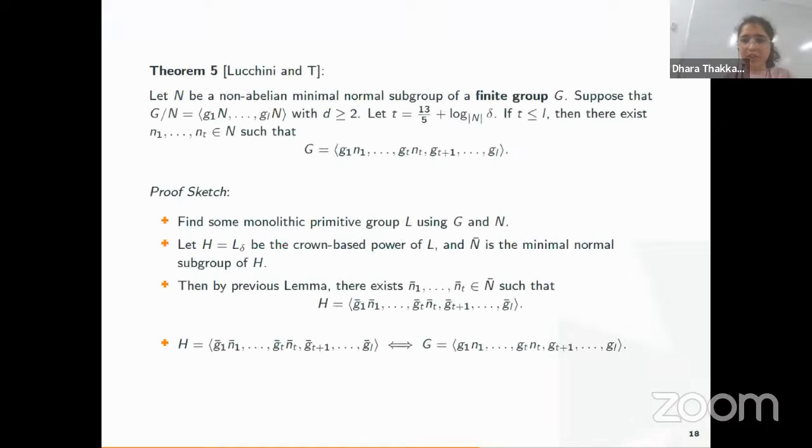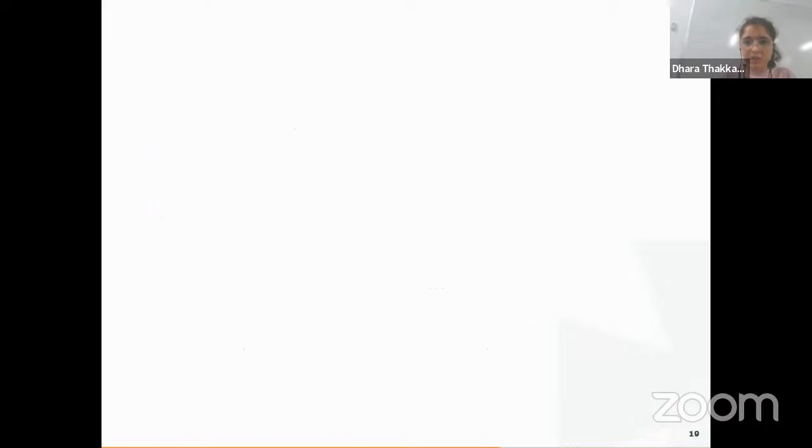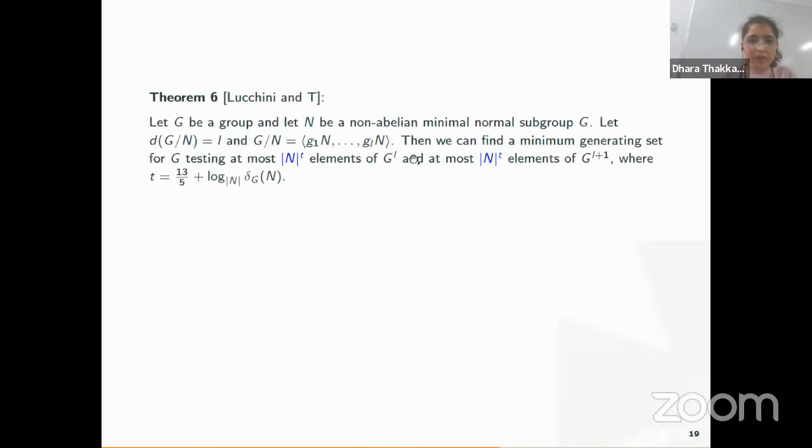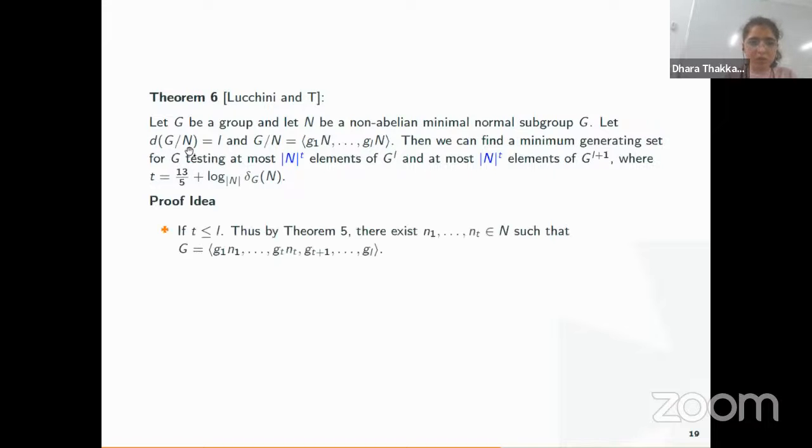Now let us see how we handle the case when T is not less than or equal to L. So this is the final theorem that says that if we have a quotient group, and a minimal normal subgroup N which is non-abelian, and we know that the quotient group is generated by L elements, then we only need to try |N|^T many elements and we can find a generating set for G. So the proof is easy to see.